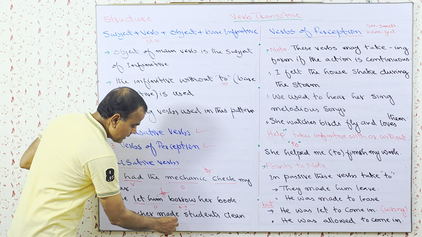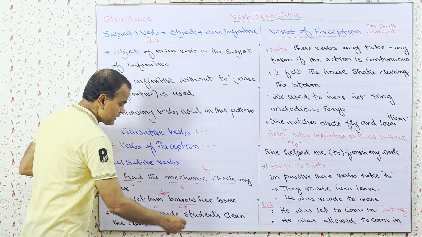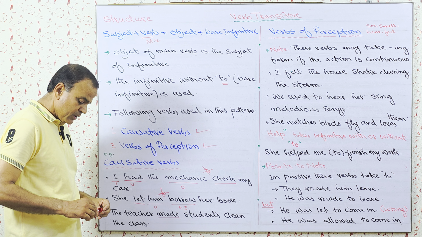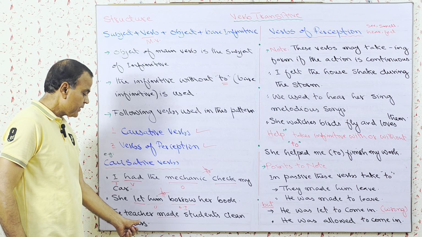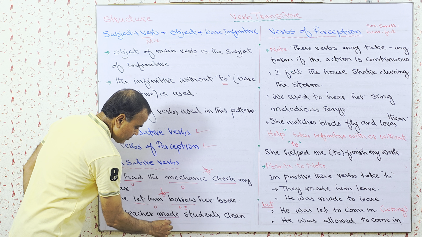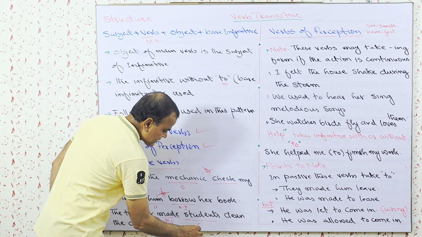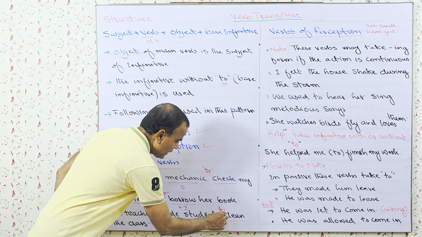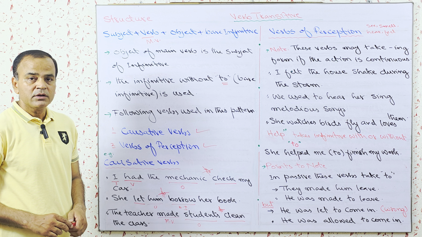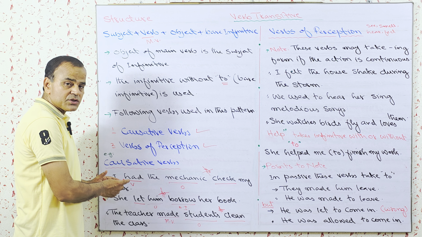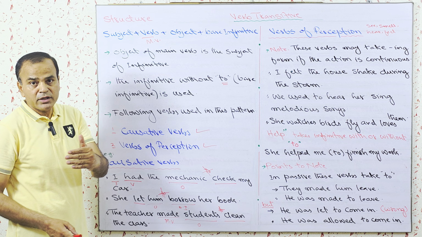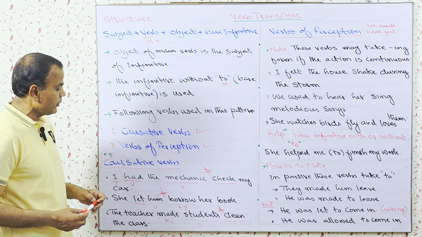The teacher made students clean the class. Teacher is the subject again, made is the main verb, and students in this sentence is the object and they do the work of cleaning. But I can't say, the teacher made students to clean. If I use to here, again I will be making a mistake. This is where this structure is different from the previous one we talked about in our earlier video.